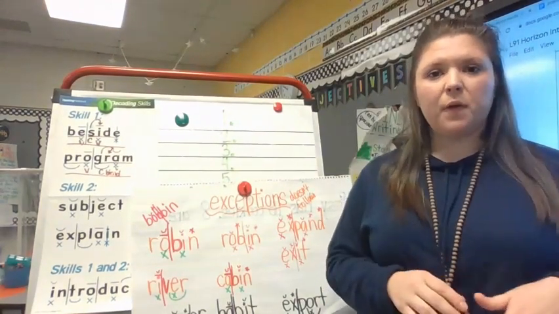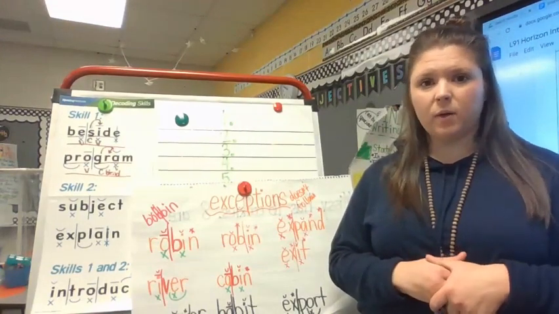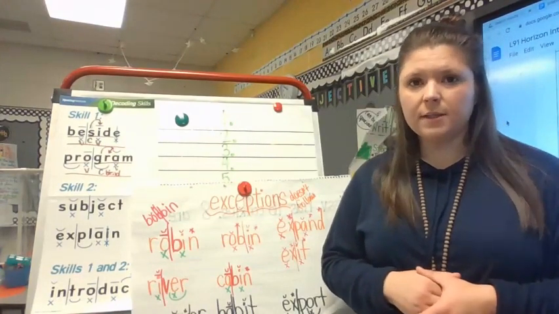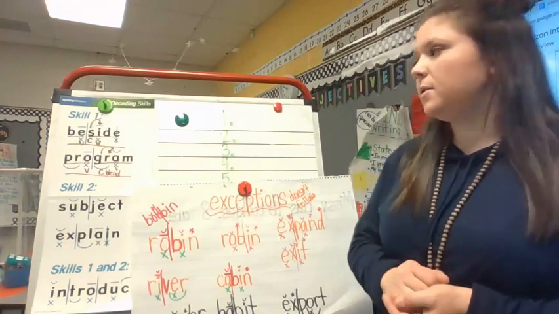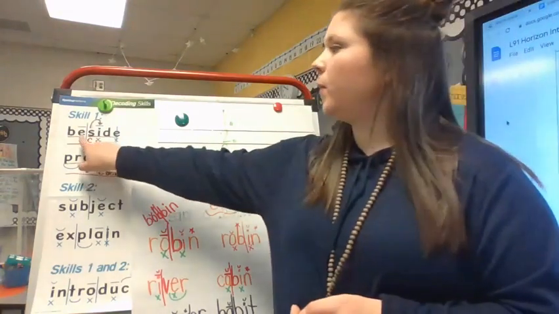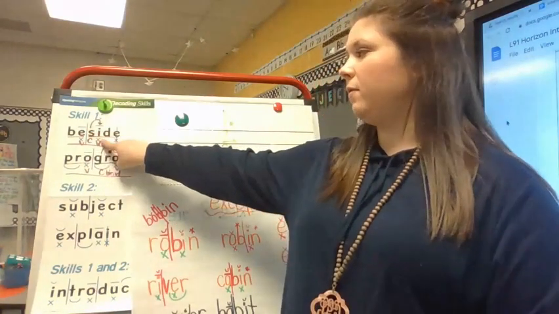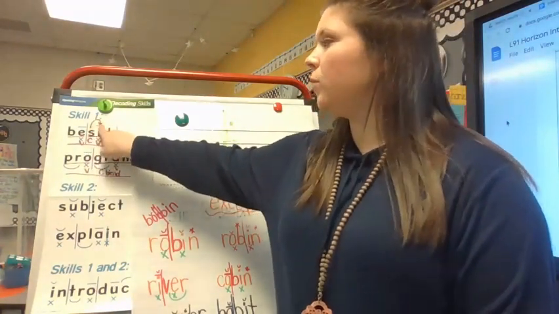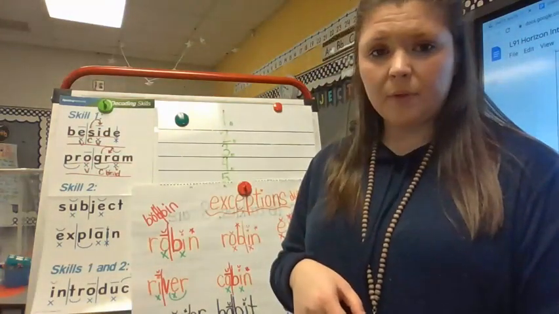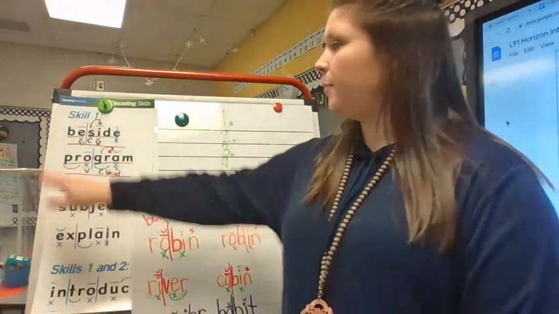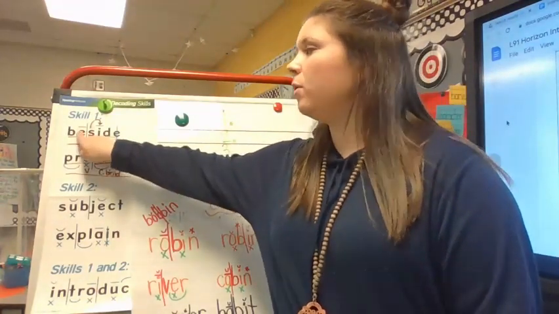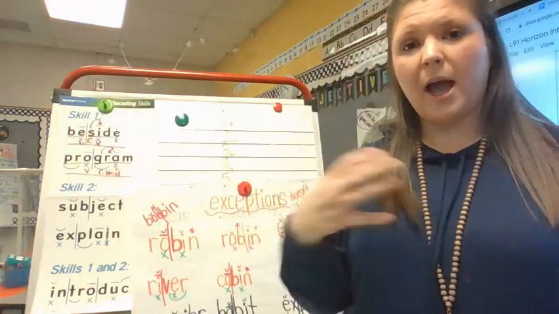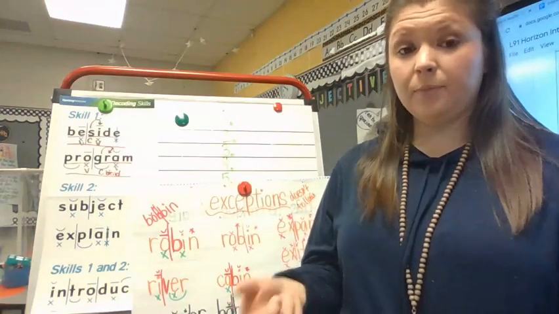This week we have been looking at decoding multisyllabic words. We've learned two skills that will help us to decode multisyllabic words. These two skills show us that when we have a vowel, consonant, vowel, that one consonant will run to the vowel behind it. So we have the word beside, beside. When a vowel ends that word or that syllable, it has the long sound, okay?